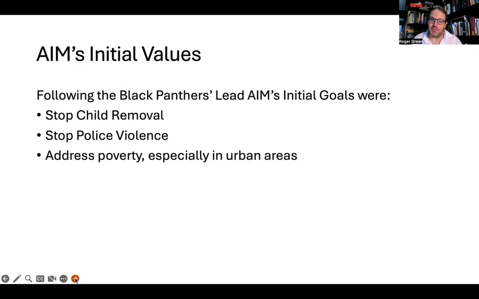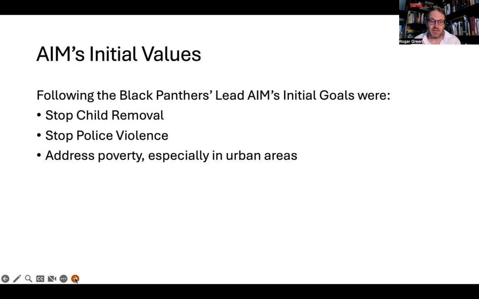Following the Black Panthers' lead, the American Indian Movement's initial goals were to stop child removal: stop taking our children and adopting them into white families. So stop stealing our children. I don't know, that doesn't seem too controversial to me, but it does play into the Genocide Convention, right? Because forced removal of children is a factor that can go into charging people, or a government, with genocide.